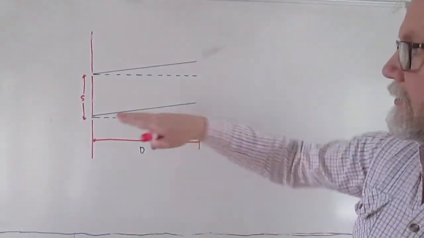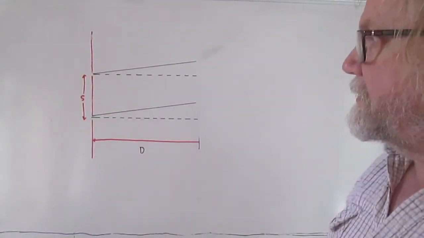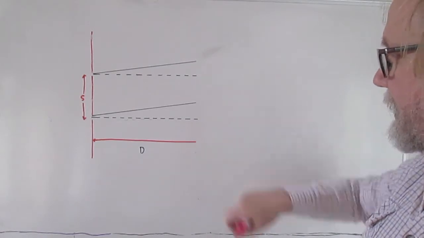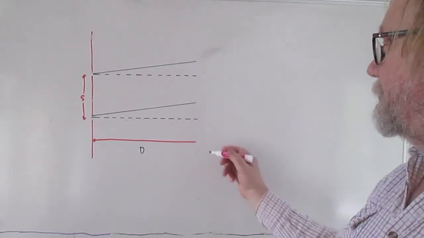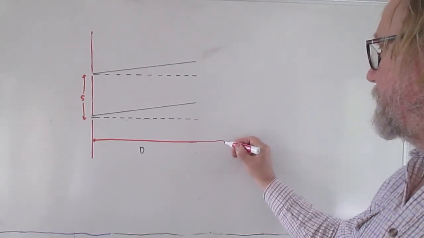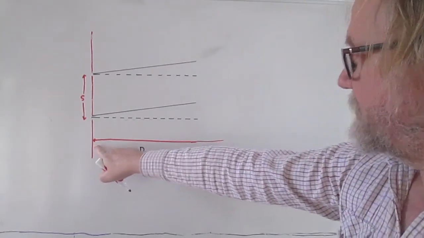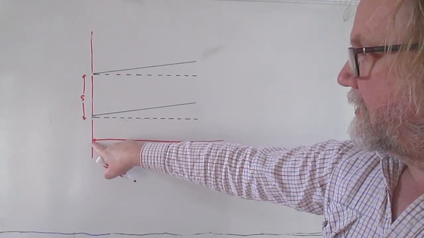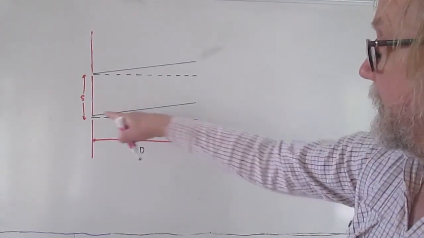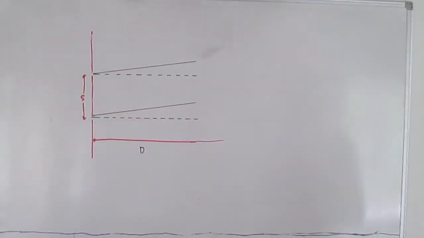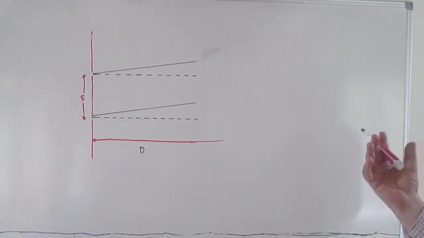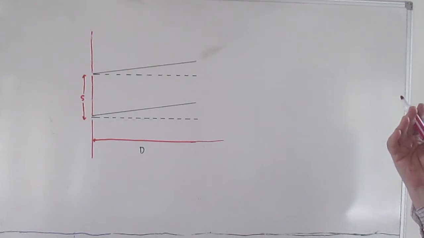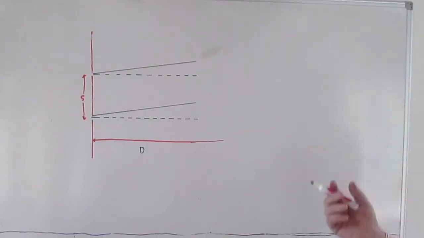Okay, so here we've got two slits separated by S, and we've got this distance D, which is the distance from the source to the screen in a perpendicular direction like that. So what we're going to do is focus on the possibility of a bright fringe being formed.